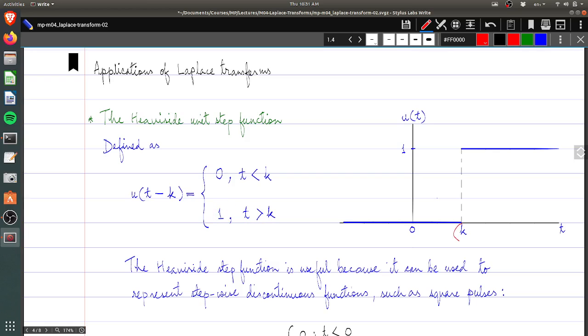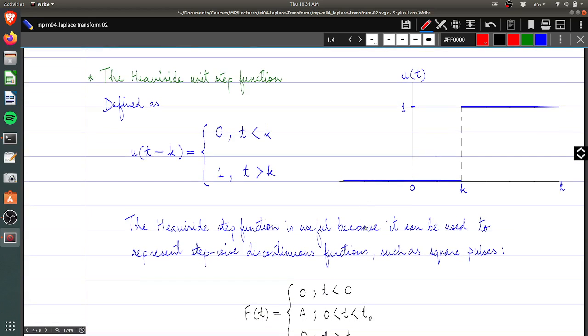That means there is a value k, and for all values of t which are greater than k, the value of this Heaviside step function is 1, and for all the values of t which are less than k, the value is going to be 0. Okay, so we have either 0 or 1. So this is a unit step function.